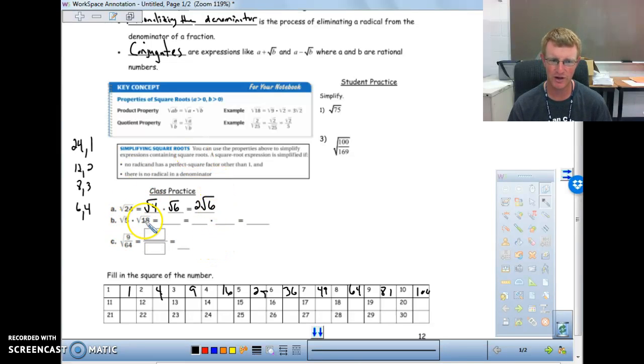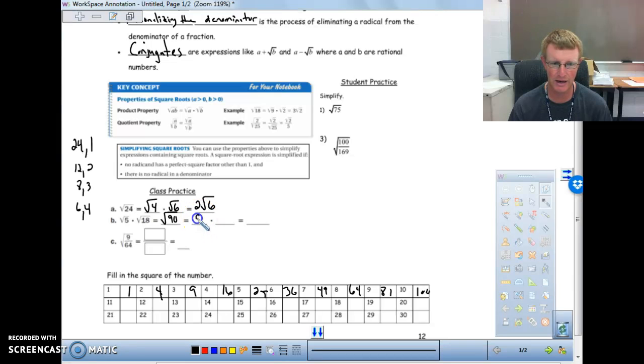Next one, we go 5 times 18. If we take 5 times 18, we get 90. So therefore we have the square root of 90. So we do that first. We combine these first, unless we can reduce one of them, which we could have here. But this is just to show you a little bit of the process. We could have reduced the square root of 18. But now we have the square root of 90. What perfect square goes into 90? Square root of 9.